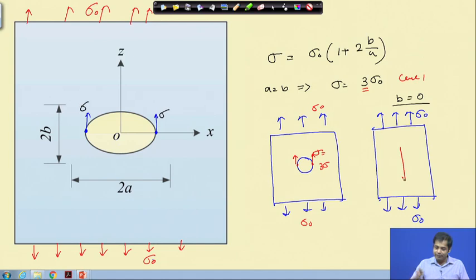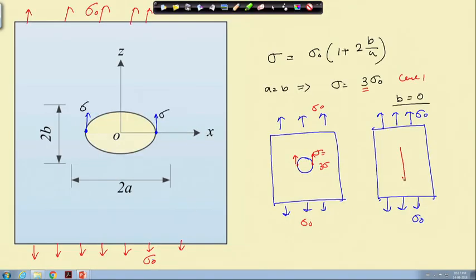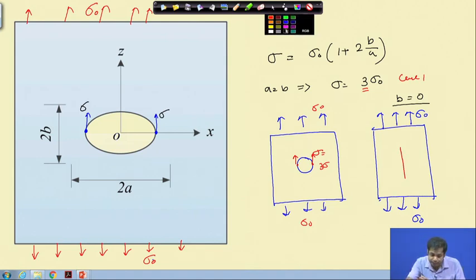So, we have this for case 1, it is a circular hole. For case 2, when b is equal to 0, the ellipse becomes a crack. But what is the direction of the crack? The direction of the crack is along the line of application of the load. Now, at this point and at this point, if this stress is sigma, this sigma is equal to sigma 0, meaning there is no change in stress.